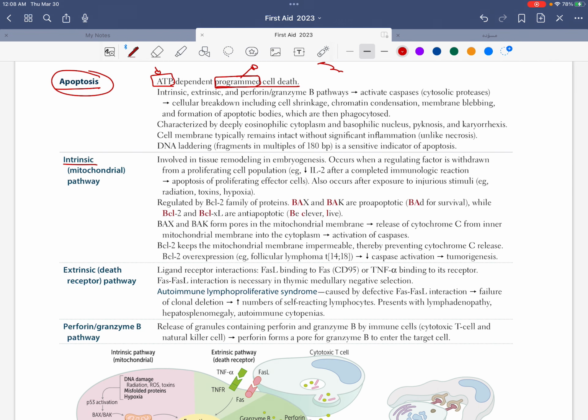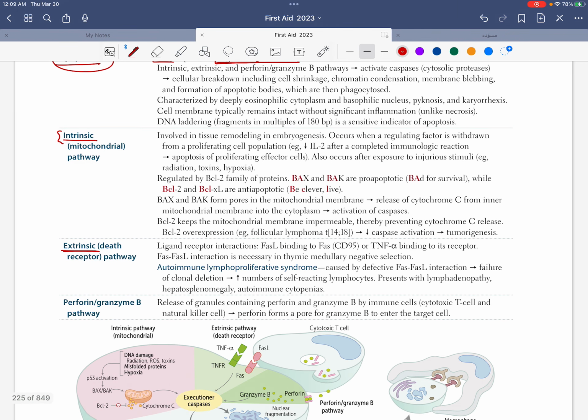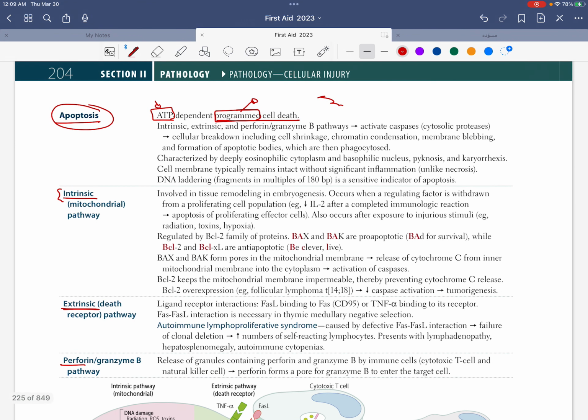For example, an intrinsic factor could affect it, that is something within the cell causing it to undergo programmed death, or some extrinsic factor, something from the outside affecting the cell leading to its death. And there could be perforins or some kind of enzymes that degrade the cell. So it could be intrinsic, extrinsic, and perforin-granzyme B pathways. All of these pathways lead to the main end result, apoptosis, the programmed cell death. It activates caspases.